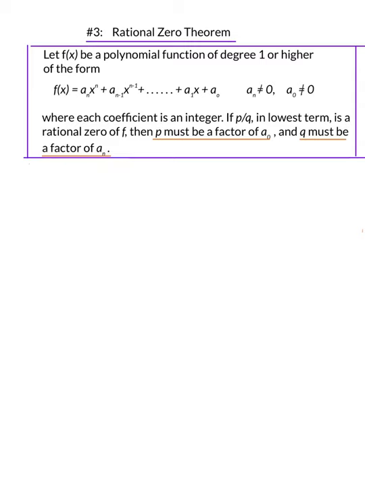So that means that Q must divide a sub n. A sub n is your leading coefficient. Now again, rational zero means that it's just a fractional zero, which is denoted by P over Q. So basically, this is going to be our game. Given a polynomial function, we want to find the zero of f of x. But how are we going to find it?